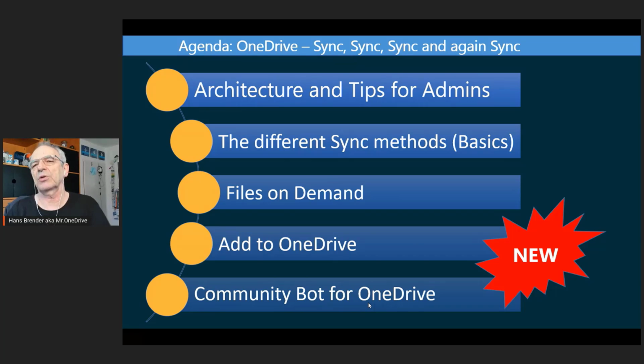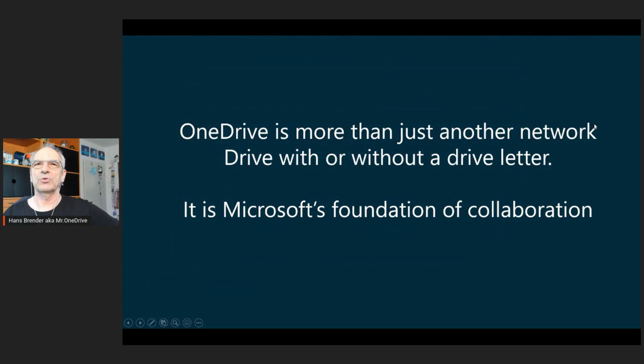What's the architecture of that? The different sync methods we have. That's basics, people have to know that. Then we'll speak a little bit about Files On-Demand, Add to OneDrive, which is absolutely new, and then about the community board for OneDrive. So that's sync, and you see, that's a lot of stuff we have to do.